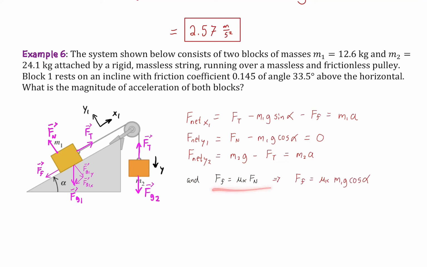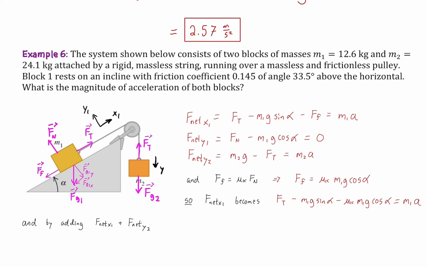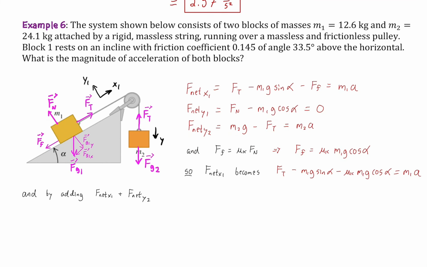We're going to use the definition of friction as mu k Fn, and then use the fact that Fn is equal to m1 g cosine alpha, because it's this side of the triangle, to find out that the friction force is mu k m1 g cosine alpha. Then F net x1 becomes this. I'm moving at a good clip here because this is all the same ideas, and you can follow along. I don't want to repeat myself too much.